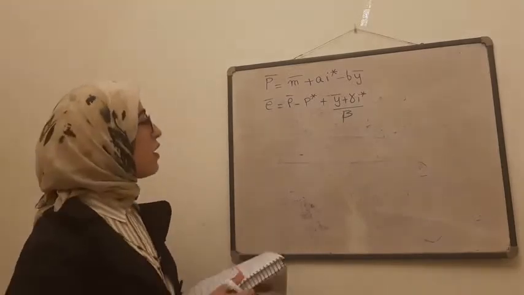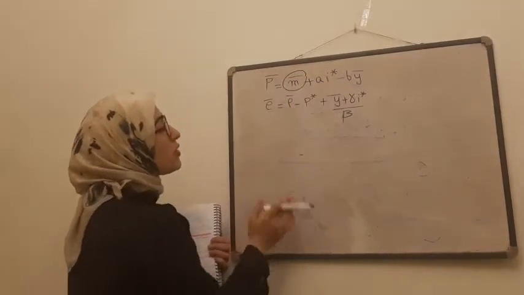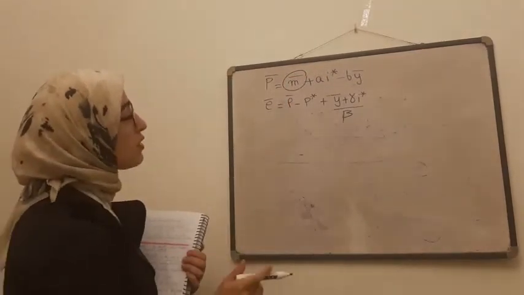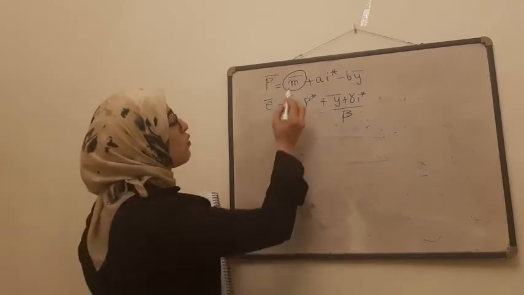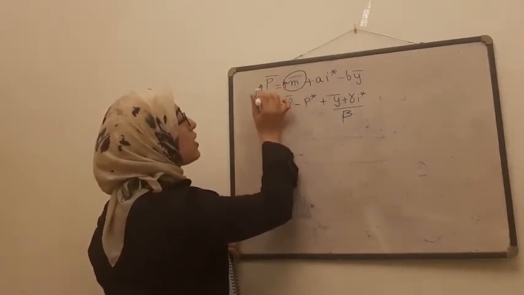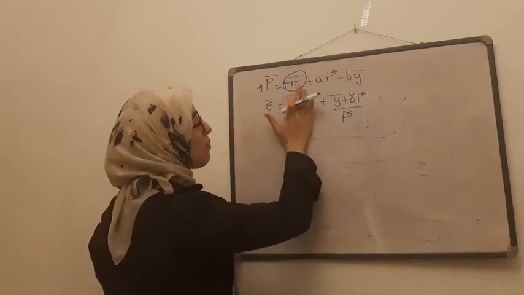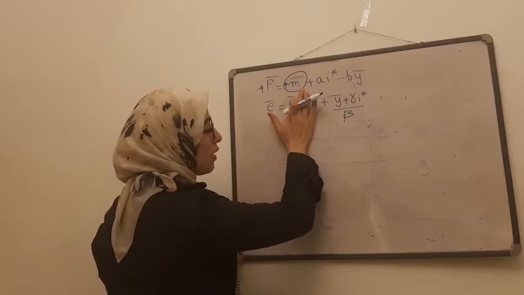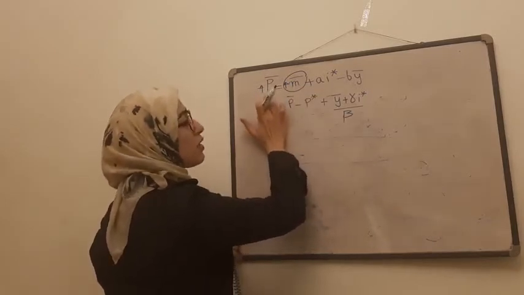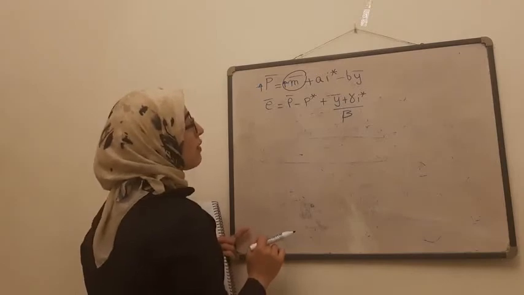Let us see first the effect of an increase in M. As the equation tells you, if M increases, P bar will increase by the same proportion. Look at the coefficient here, it's 1. So if M increases in the long run, P bar will increase by the same proportion. Not only that.